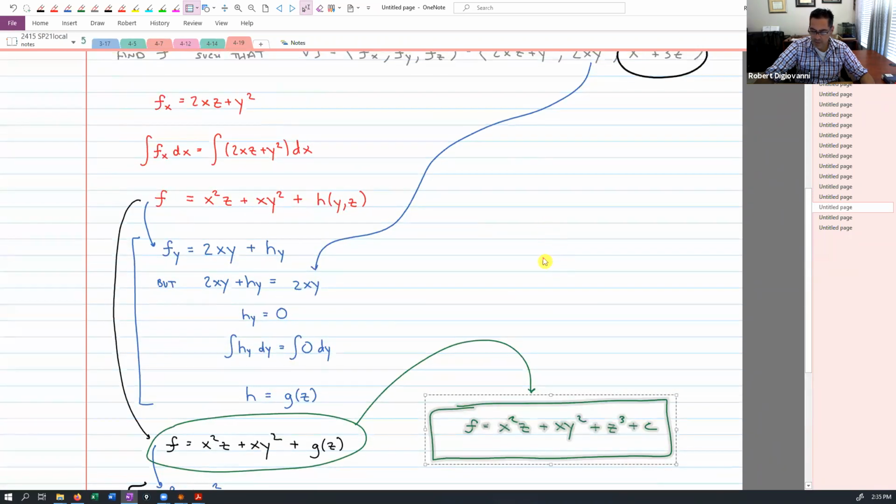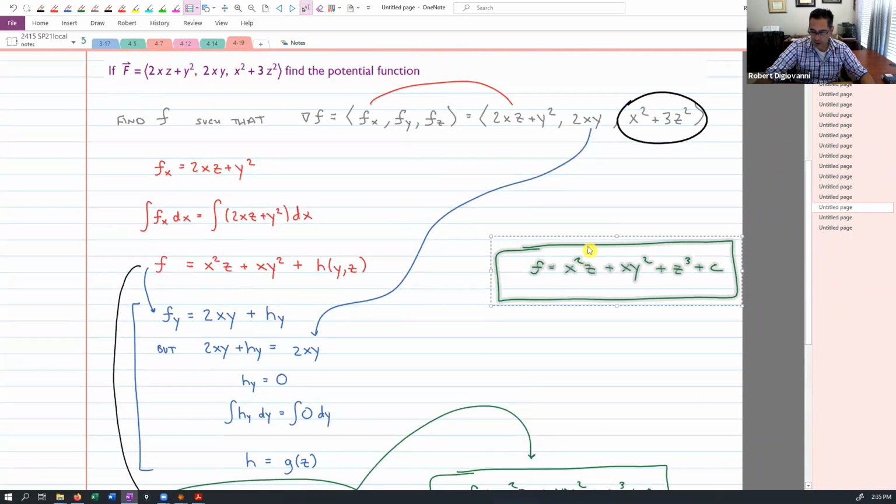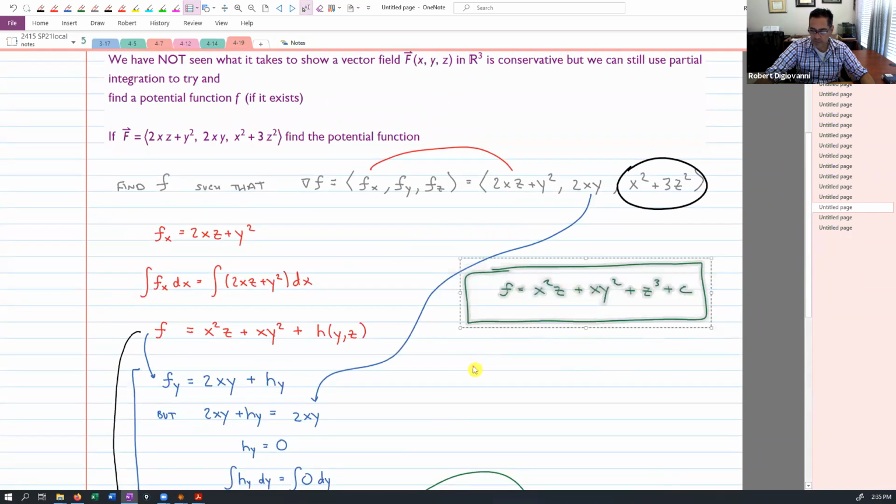There's some good news here. The good news is that you can check your answer, right? You can just check your answer. Take the gradient of this. So take the partial with respect to x, you get 2xz, boom. Partial with respect to x, you get plus y squared, that's this. Okay, done with that. Partial of this with respect to y, all you get is 2xy, that's this. And then you do the partial with respect to z, and you get, let's see, x squared, and then that's nothing, and then plus 3z squared, there it is. So we can check our answer.